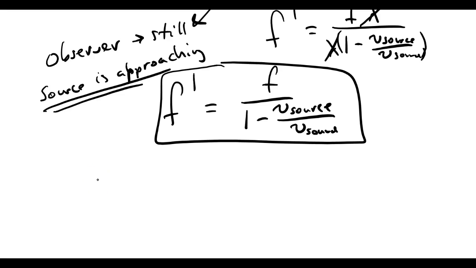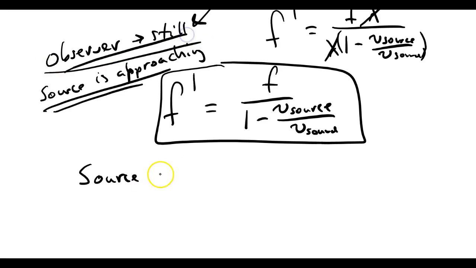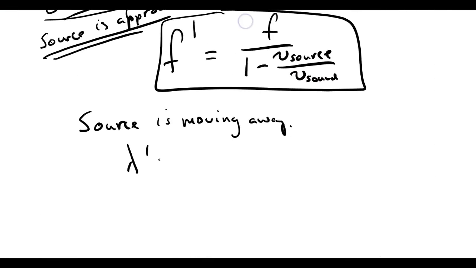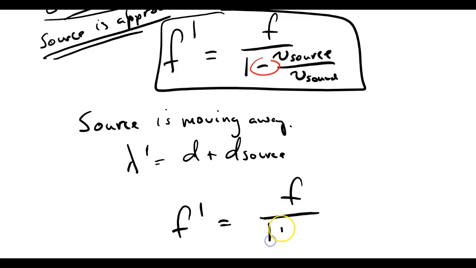Now, if the source is moving away, so the observer's still, but the source is moving away, then it's lambda prime, instead of being d minus d source, it'll be d plus d source. And if you go back and look at all the derivations, what will end up happening is that this sign right here will become a positive. And so I'll get f prime is equal to f all over 1 plus v source all over v sound.